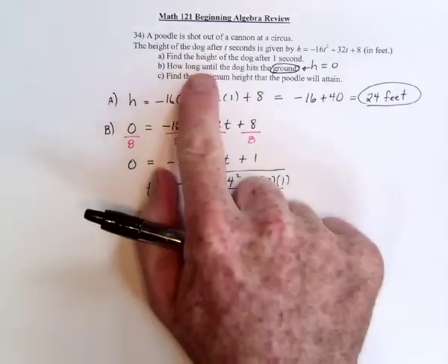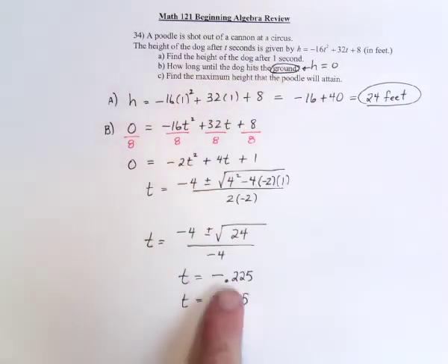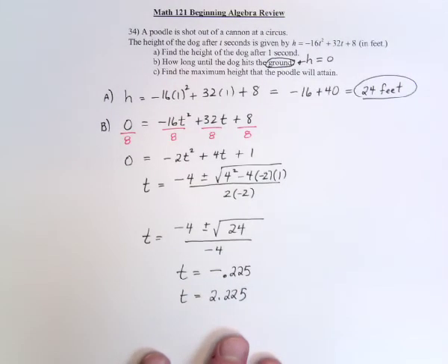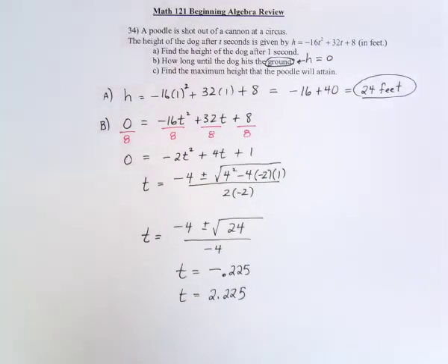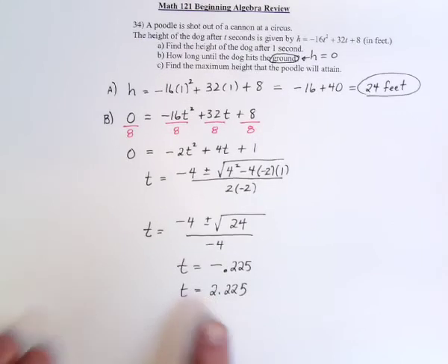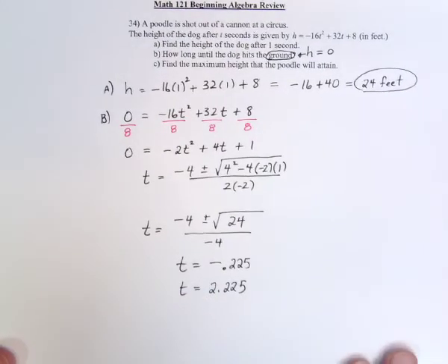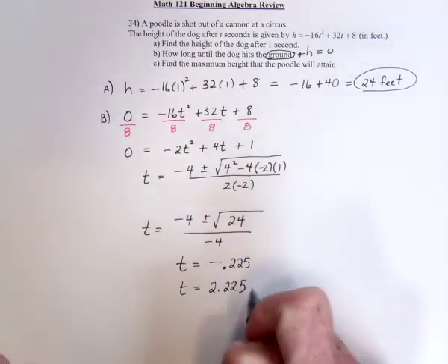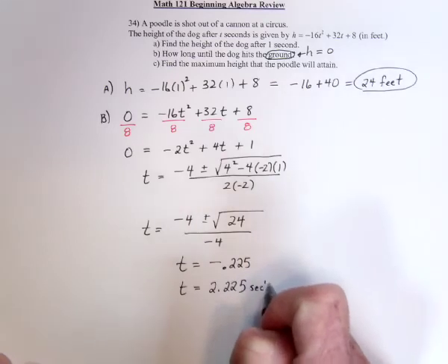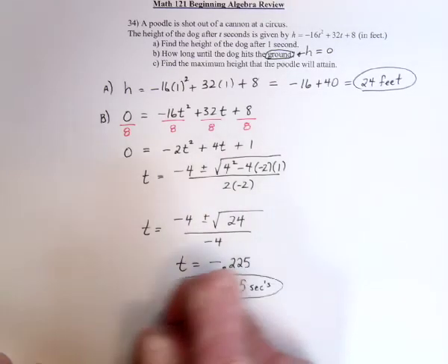Okay. Now, how long until the dog hits the ground? Well, this is negative time. This means go backwards in time, which is not possible, at least not with any of the inventions we have so far in this world. This means go 2.225 seconds and the dog will land on the ground or in the net, whatever it is. So this is going to be the answer to part B.